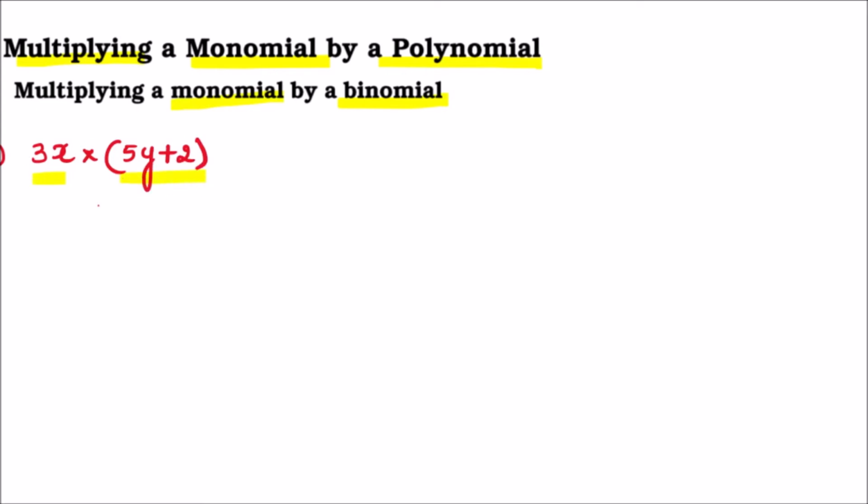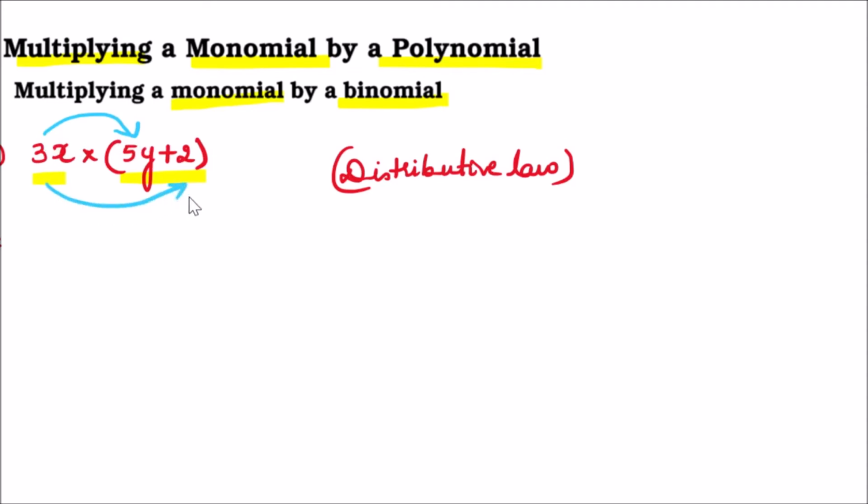Okay. Then how to multiply this? We'll see. First we are using the distributive law. 3x is being distributed to 5y and 3x is being distributed to 2. 3x is multiplied to 5y and also 3x is multiplied to 2. Okay. 3x into 5y. Then there is plus, isn't it? So plus. Then 3x is multiplied again to 2.